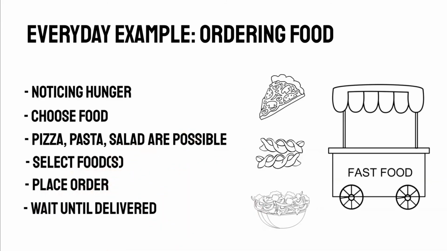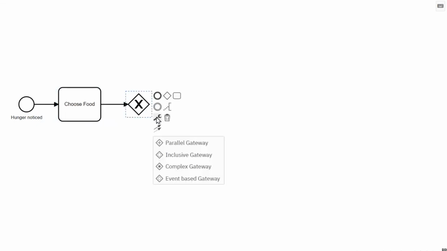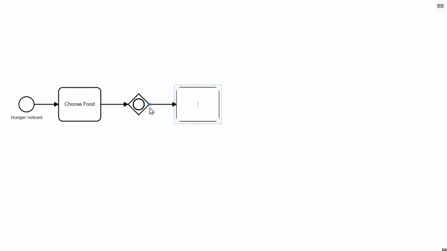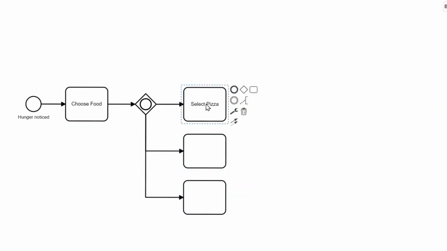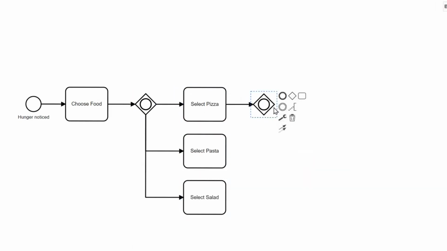Let's model this scenario. The process gets triggered as soon as we notice hunger, so that's our start event. First, we choose the food. Now, as I said, we have 3 foods to choose from. We can choose 1, 2 or all 3 dishes. Pizza, pasta, salad. That's the inclusive OR BPMN gateway. The XOR gateway only allowed 1 path. Now we have to go at least 1 path. After selecting the food, we place the order and wait until it arrives.